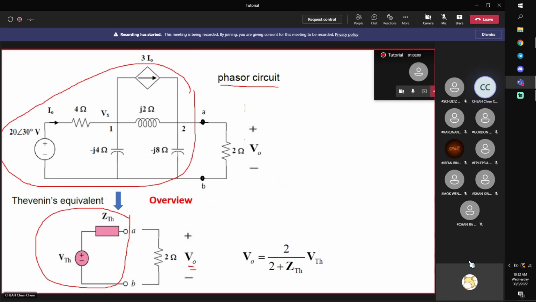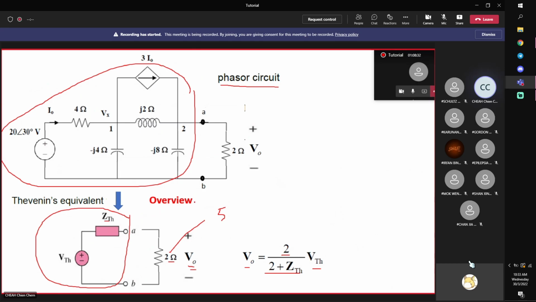V0 can be found by voltage division law. V0 is a portion of VTH according to the ratio of the impedance, 2 divided by 2 plus ZTH. Okay, and imagine now I say that I change this load to 5 ohms. You just change here only, 2 change to 5, then you can get your V0, right? Without having to go back to analyze these complex circuits, maybe nodal analysis, mesh analysis, or whatever. You only do it once and for all.